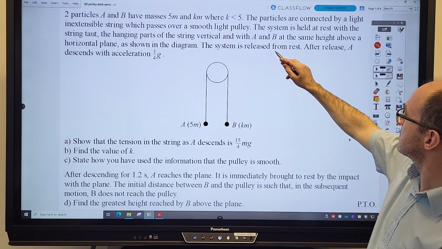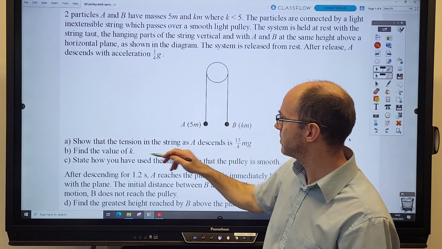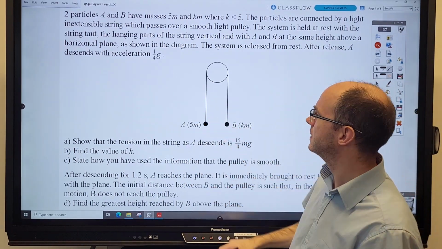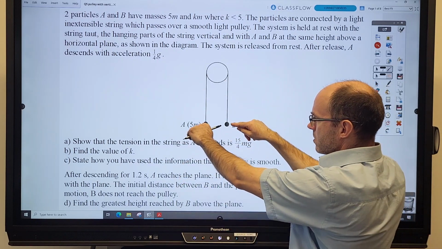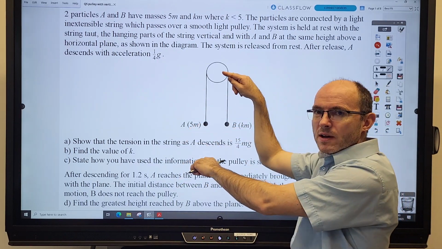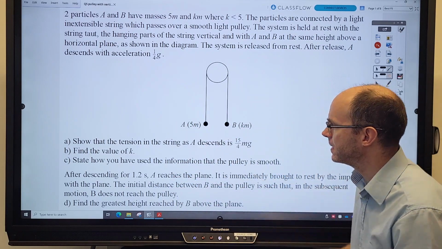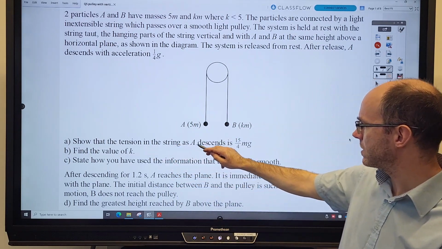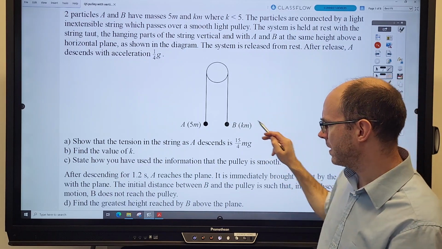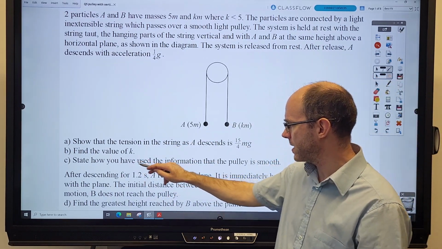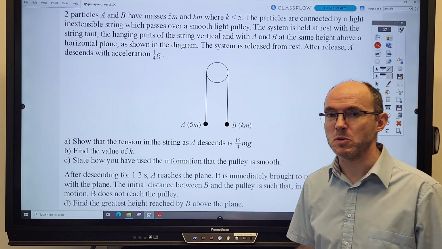The system is released from rest. After release, A descends because A is the heaviest one. A descends with acceleration a quarter g. So what will happen is A will go downwards and B will go upwards at the same rate. Show that the tension of the string as A descends is 15/4 mg. Find the value of k and state how you've used the information that the pulley is smooth.